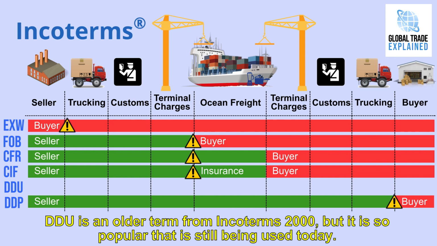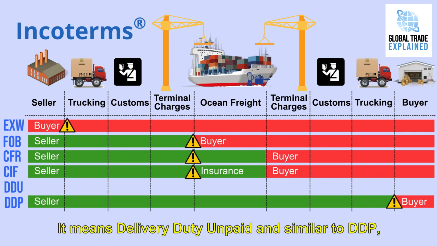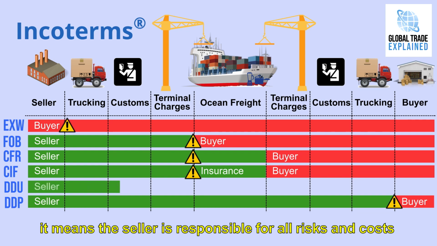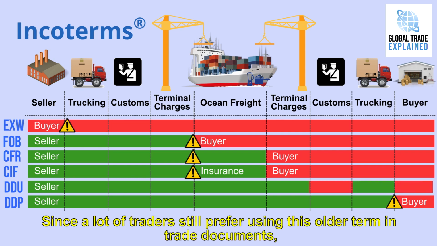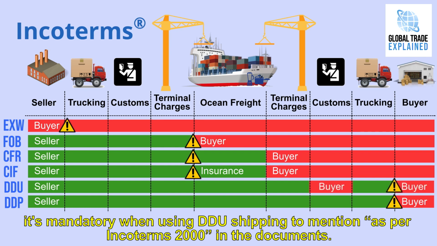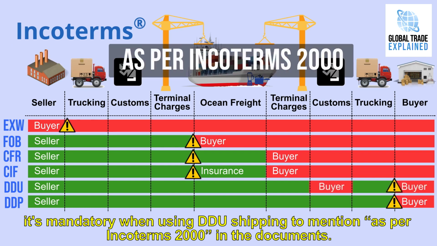DDU is an older term from Incoterms 2000, but it is so popular that it is still being used today. It means delivery duty unpaid, and similar to DDP, it means the seller is responsible for all risks and costs to the place of arrival, except import formalities and duties. Since a lot of traders still prefer using this older term in trade documents, it's mandatory when using DDU shipping to mention as per Incoterms 2000 in the documents.